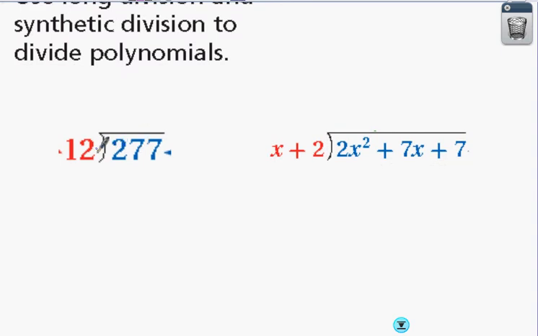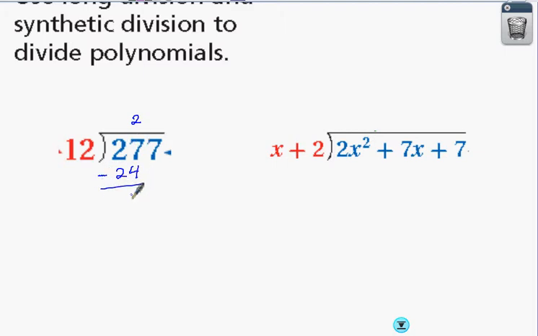277 by 12, what we would do is we would look first of all to see, does 12 fit into 2? And the answer would be no. Now we would look at the number 27, and we see that 12 does go into 27 2 times. So we would multiply 2 times 2 and get 4. Multiply 1 times 2 and get 2, 24. We would take this number, this expression, and we would subtract it from the number above.